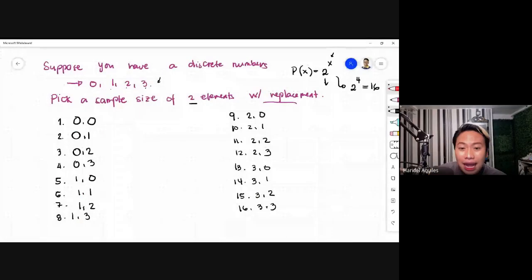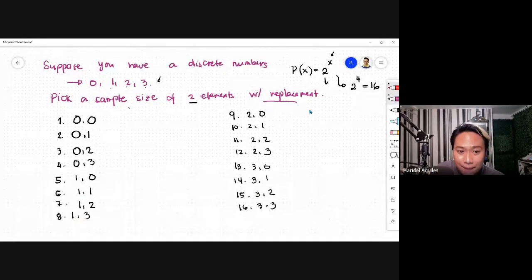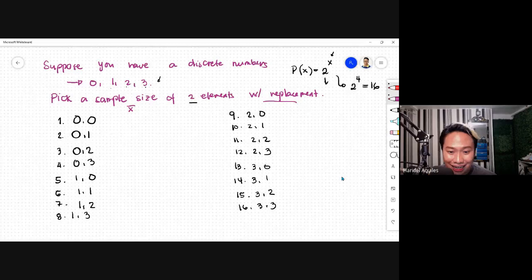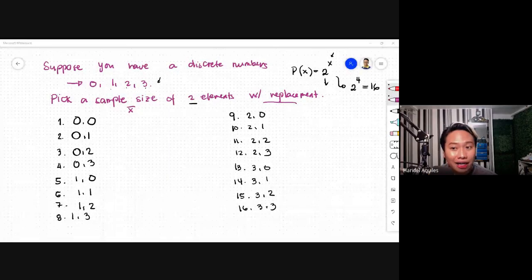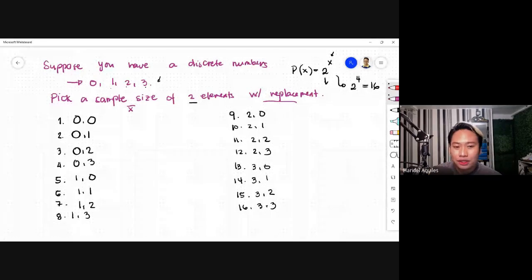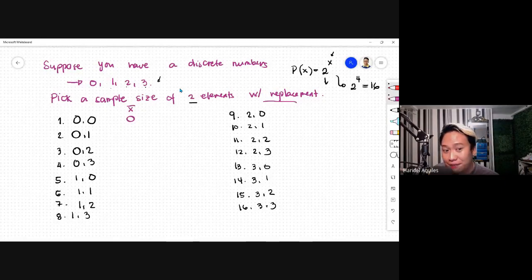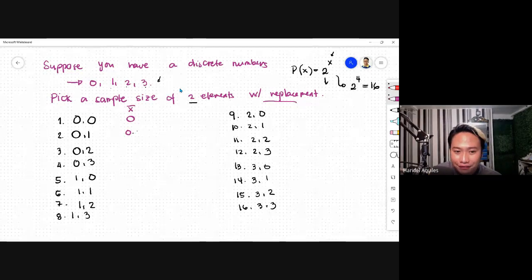Next, I'm going to take the mean of each sample. So this time, these are now statistics. Again, a statistic is a numerical descriptor for the sample. So what is the mean of 0 and 0? The answer is 0. You just add these two numbers, then divide by 2. The answer is still 0. This one, the mean is 0.5. This one, the mean is 1. This one, the mean is 1.5. This one is 0.5. This one is 1.